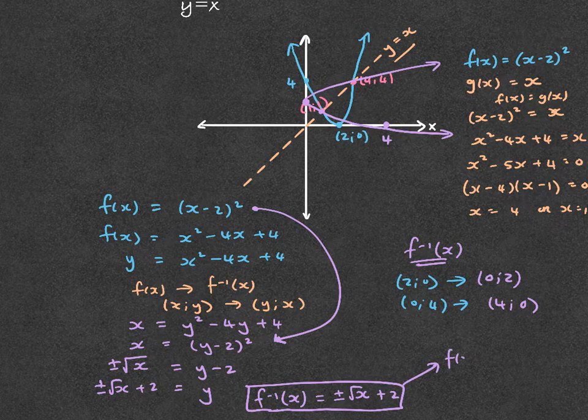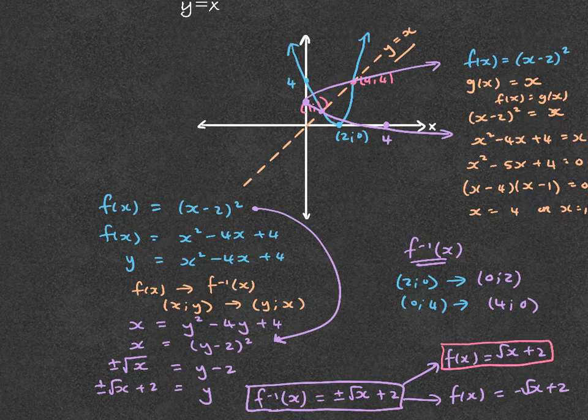But f of x equals plus root of x plus 2, or f of x equals minus root of x plus 2, those will be functions. The first part, let's make this one a lovely pink, f of x equals plus root of x plus 2 is this part here. And that is a function. That arm there is a one-to-one function. Then let's make the other one green. This bottom arm on its own is also a function.